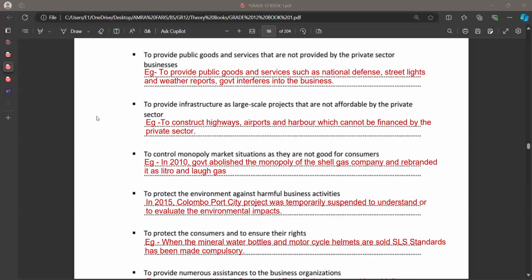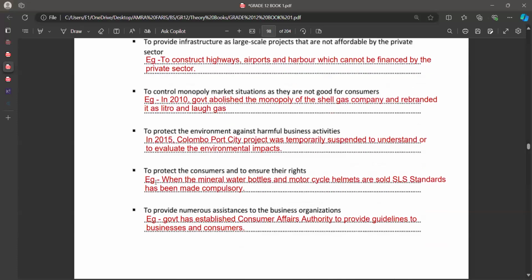Litro is what we get to see in our houses. Sometimes, when there is high demand, you get that yellow color cylinder, Laughs Gas, also. Okay, that is the thing.